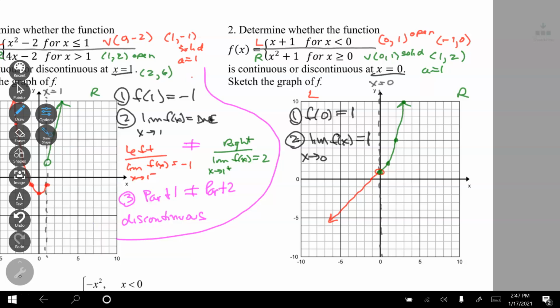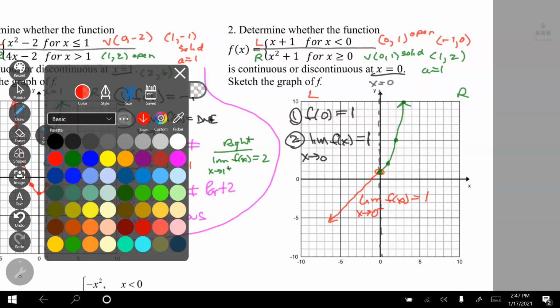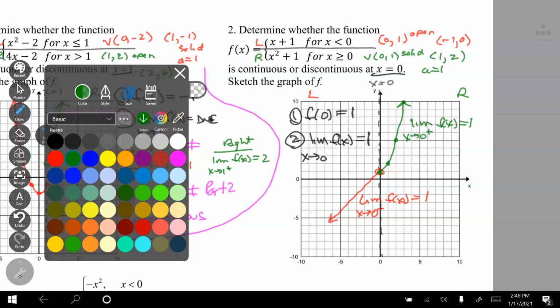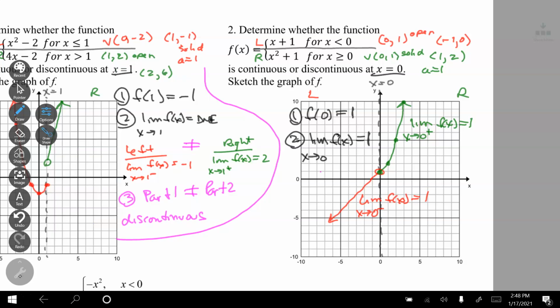So I can do the limit as x approaches 0 from the left of this function in red is equal to 1. And the limit as x approaches 0 from the right of this function is equal to 1. So I have shown that my left side is equal to my right side. That's why I get 1.